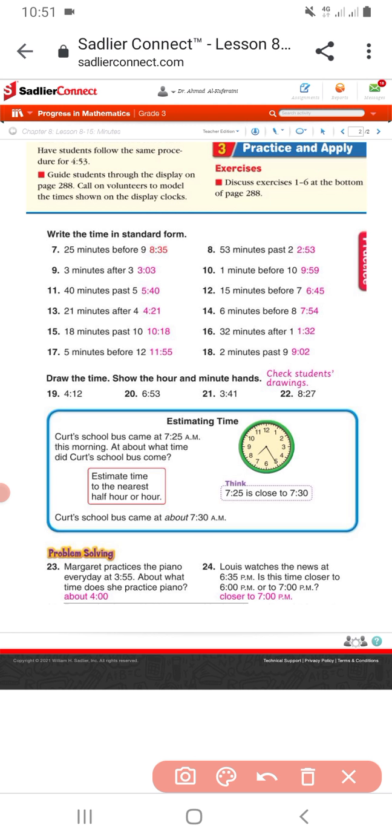So this is our lesson for today, and you are kindly requested to answer question number 16, question number 14, as I told you, question number 15, and question number 13. So you are requested to do question number 13, 14, 15, and 16, and then the last one is just a drawing. Okay, so you are just requested to draw the first one, number 19.